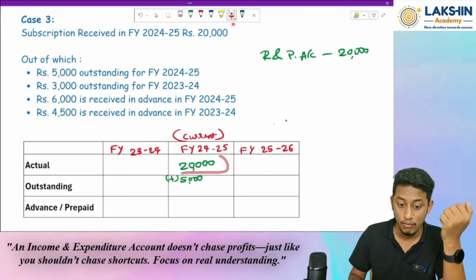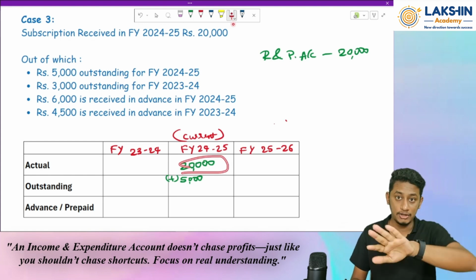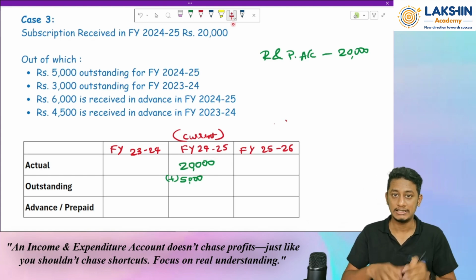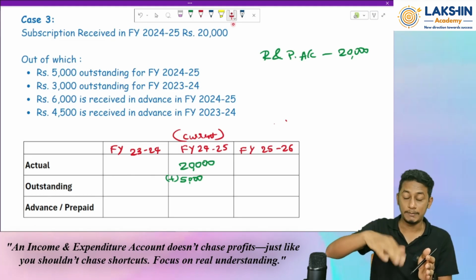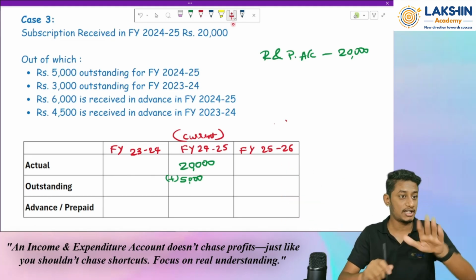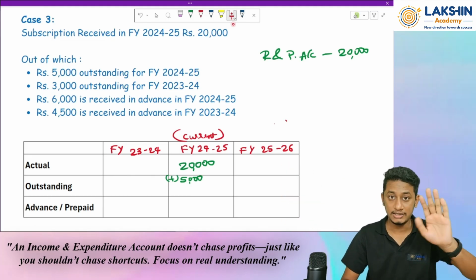So now I need to do what? I need to deduct it back. I need to reduce it. I need to remove it off. See, whatever remains for this year, I need to keep it, and whatever belongs to the previous financial year, remove it off. Clear? This is how it works.